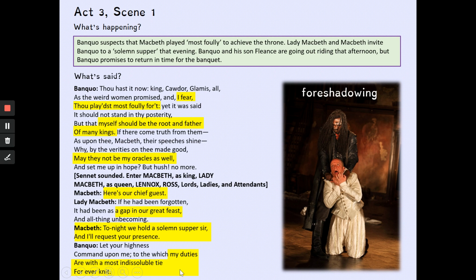Now, the final interpretation of "my duties are with a most indissoluble tie forever knit" could be foreshadowing his return as a ghost. So he could be saying that if I do die, I will always be tied or knitted to you, Macbeth. I will come back and I will haunt you. So there's that implied threat there in what he says.